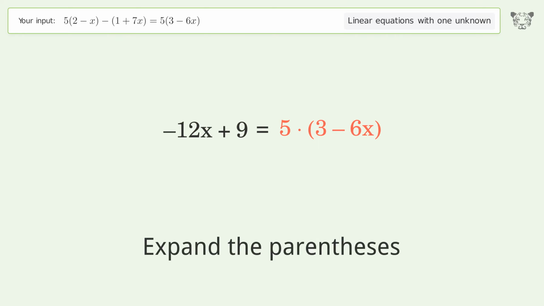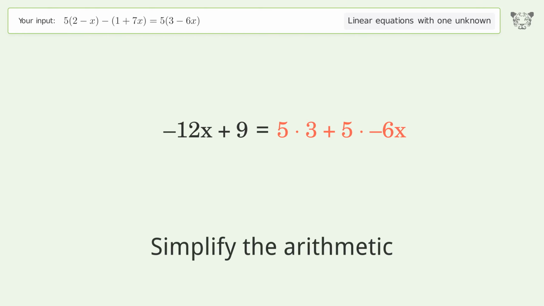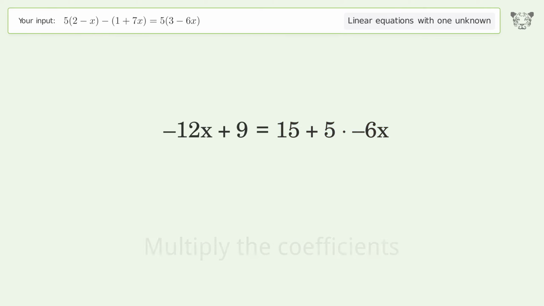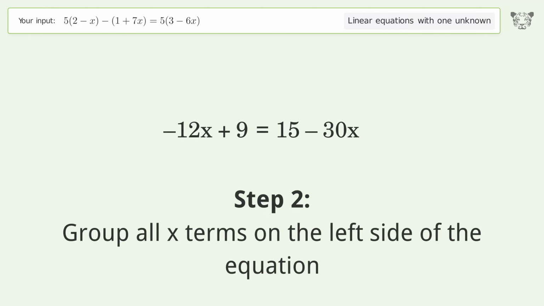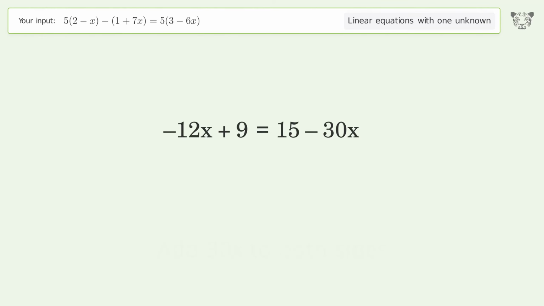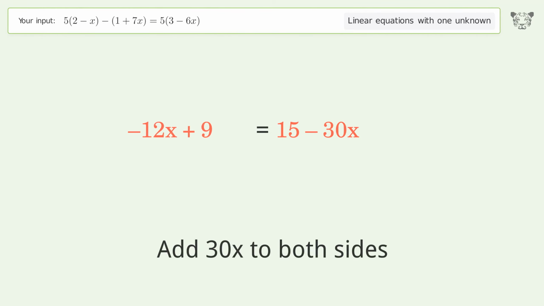Expand the parentheses. Simplify the arithmetic. Multiply the coefficients. Group all x terms on the left side of the equation. Add 30x to both sides.